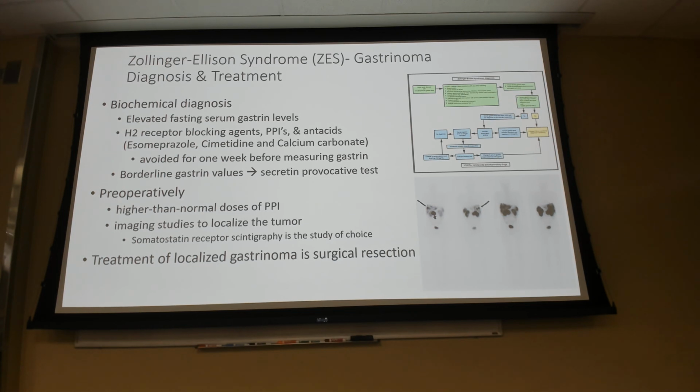Typically they'll require a lot higher doses of PPI, so depending on which one it is, we usually start with 20 milligrams twice a day, and then sometimes we'll up it to 40 twice a day. So these are patients that require a lot more therapy, and that's when you should start thinking, okay, the typical treatment isn't helping them, so we need to increase those doses, and think about these other syndromes that we have here. And the treatment is surgical resection.